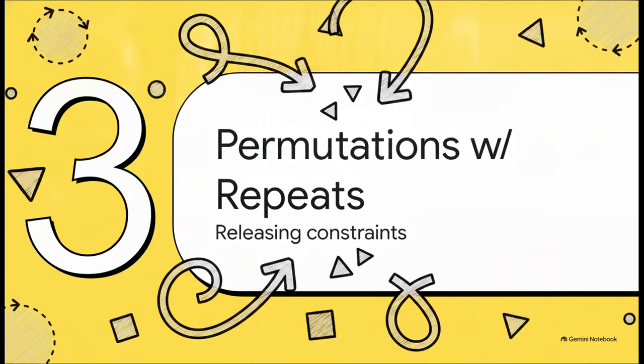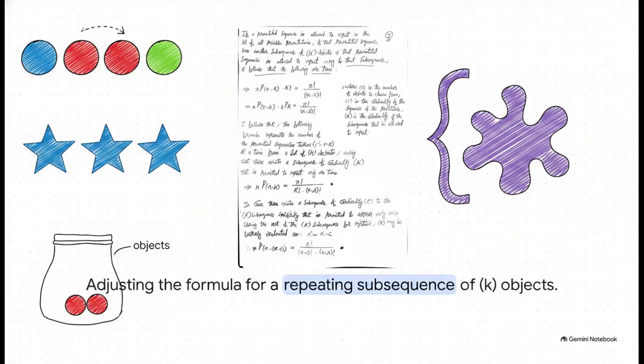Which brings us to step 3, permutations with repetitions allowed. Because let's face it, the real world isn't always that rigid. What happens when we release our first constraint and allow some elements to be repeated? The author notes that if a permutated sequence has a subsequence of k objects that is permitted to repeat, well, the math has to adapt.